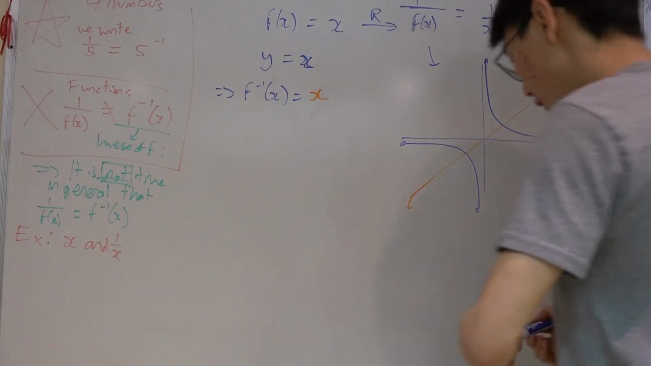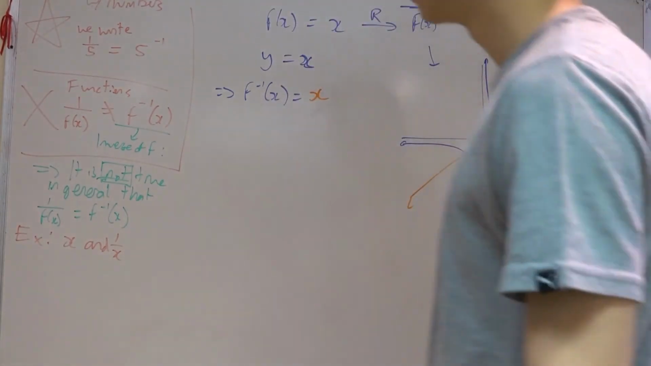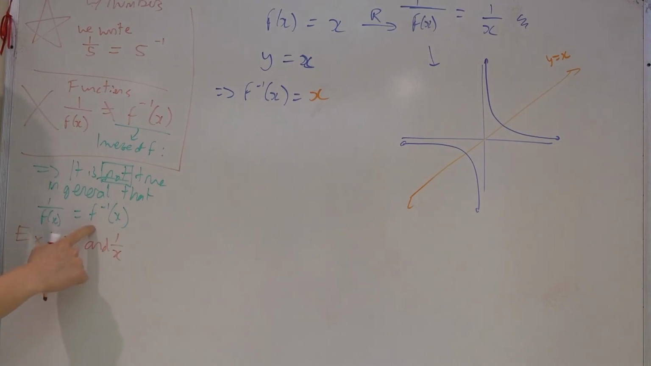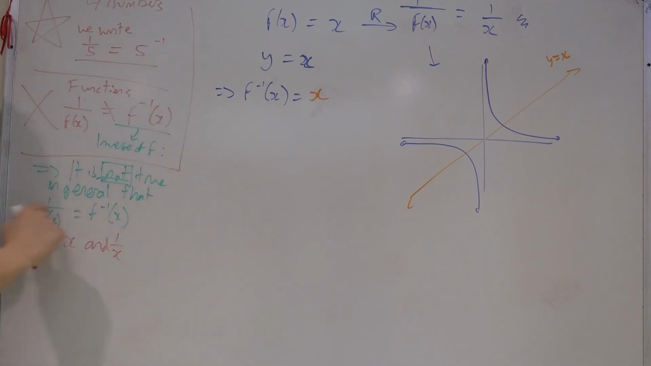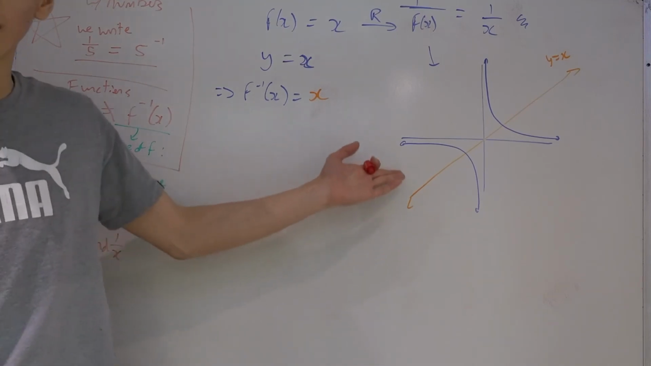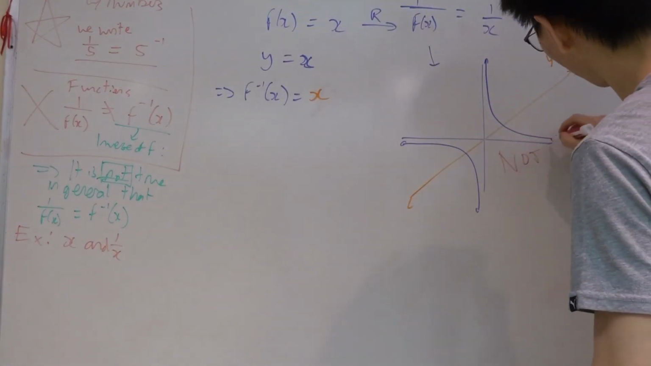Not the same. So, do not ever write for the reciprocal function f to the negative 1 of x. Even though for numbers we will write this here, this is not correct for functions. Do not do this. Let me reiterate. You cannot write 1 over f of x equals f to the negative 1 of x. Do not even try and replace it. It's not going to work. Here's an example. It doesn't work, okay? So, not the same.